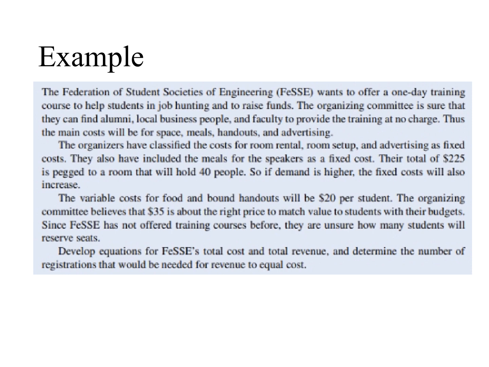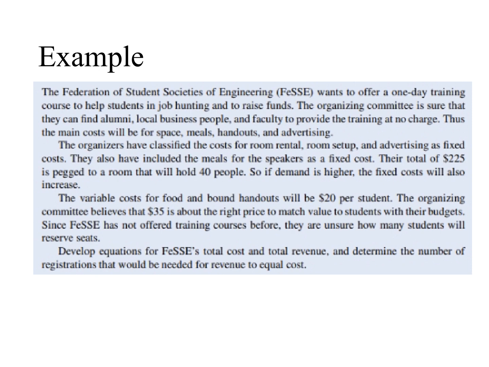So now here's where the terminologies come in. Fixed cost. So fixed cost is for room rental, room setup, and advertising. So no matter the number of students that would take advantage of this training, the room rental, room setup, and advertising is the same, is constant. They also have included the meals for the speakers as a fixed cost. So the total is $225, pegged to a room that will hold 40 people. So if demand is higher, the fixed cost will also increase.